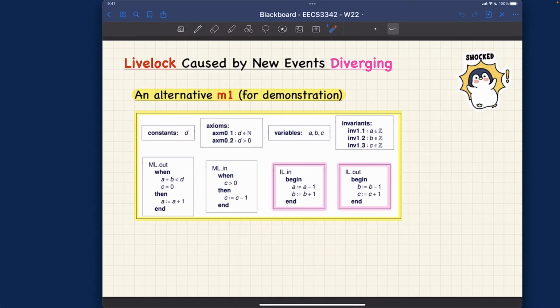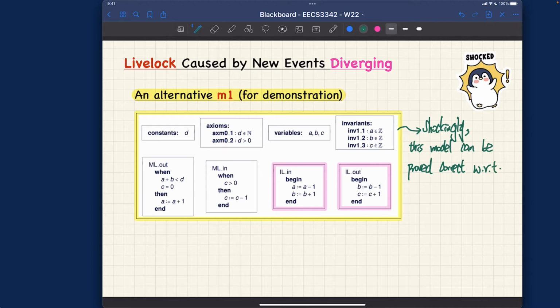Shocking fact number 1. This particular variance model over here, shockingly, can be proved correct with respect to invariance preservation. And I want you to recall something I mentioned before.